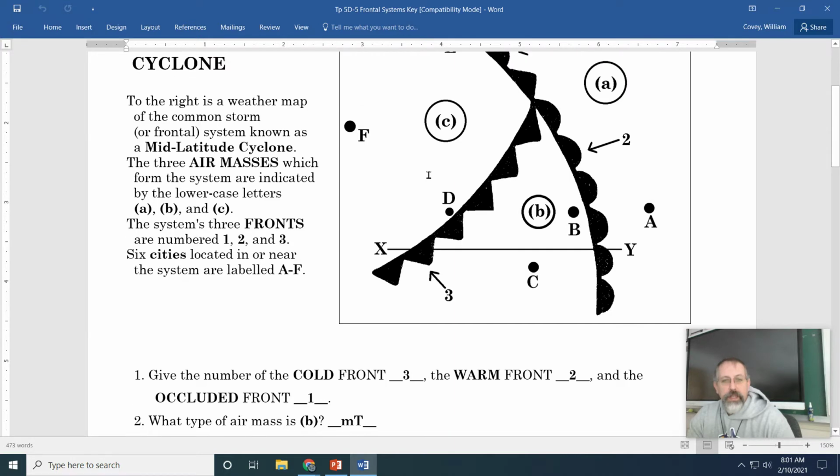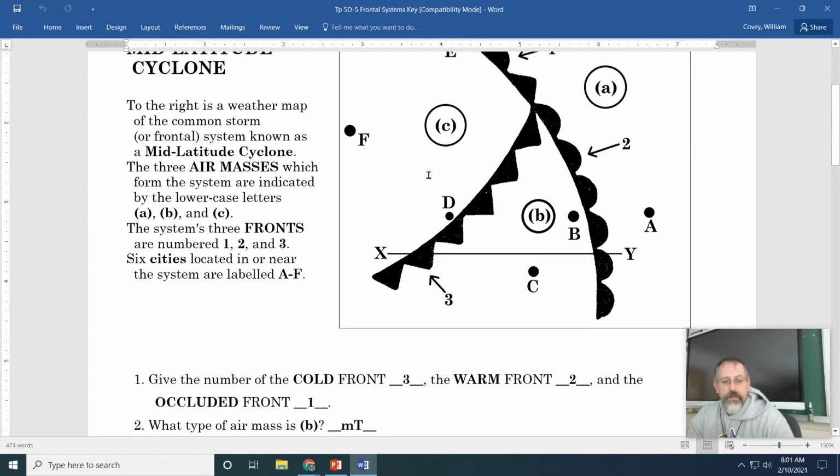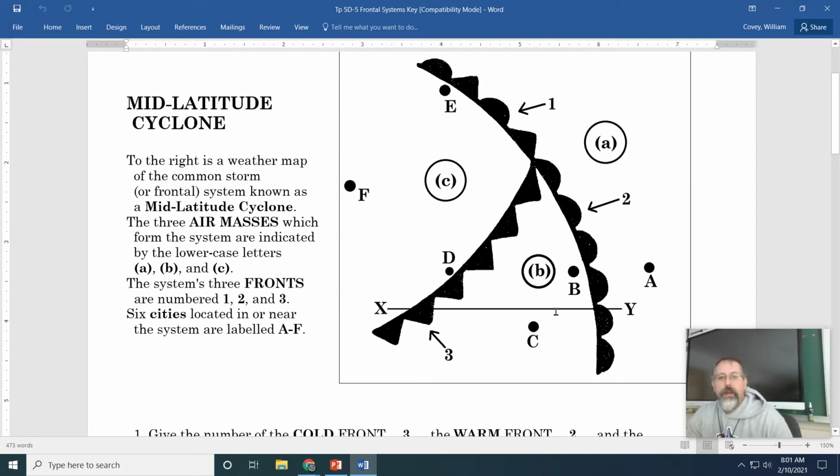For number 1, type of air mass is B, and then C for the next one. So the air masses. Remember, with your mid-latitude cyclone, it starts off with cold air to the north, warm air to the south, and then the whole thing starts to rotate. So this is cold air. C is continental polar air coming down from the north. B is the warm, wet air that starts off to your south and is going to get squeezed and pushed up northward to get the counterclockwise rotation. Warm, wet air is maritime tropical.